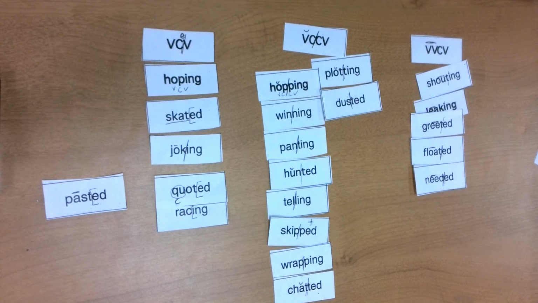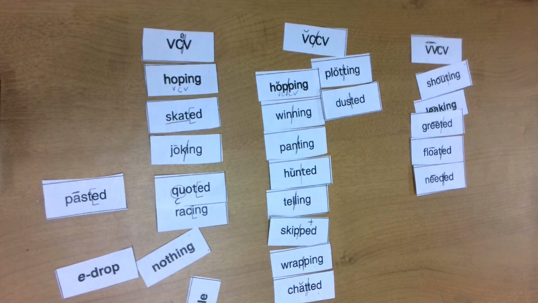So go ahead and pause right here, sort your words without looking at that computer screen, and then come back and write your sort. And when you're ready, you're going to unpause, and the next thing we're going to do is we're going to sort our words between E drop, nothing, or double.